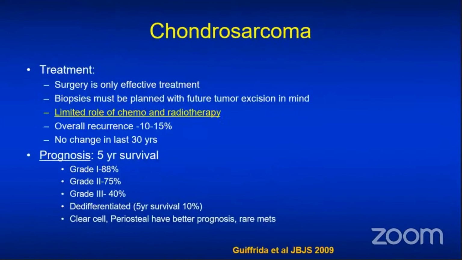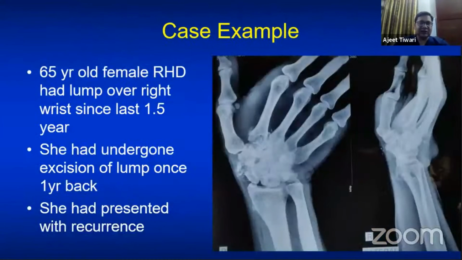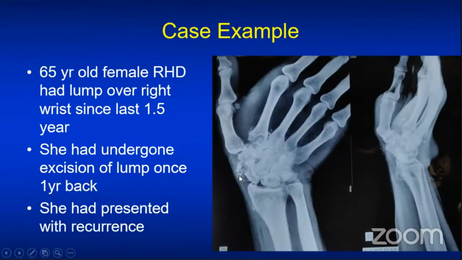So on the X-ray, I'll present this case. This is a 65-year-old lady, right hand dominant. She had a lump over the right wrist for the last 1.5 years. Some orthopedic surgeon had done an excision, but it was incomplete. It recurred within a year, and she presented to me.